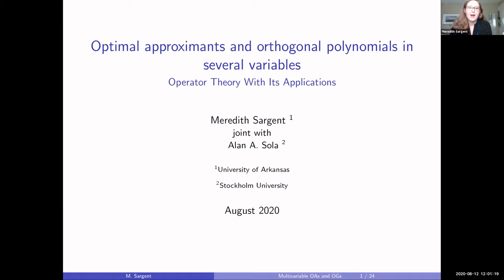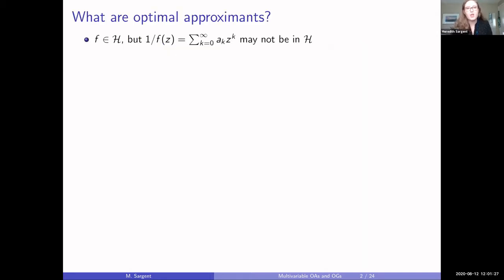I'm going to be talking about optimal approximants and orthogonal polynomials in several variables. This is joint work with Alan Sola from Stockholm University. So first, we should probably talk about what optimal approximants are.